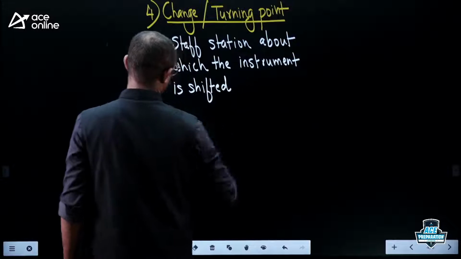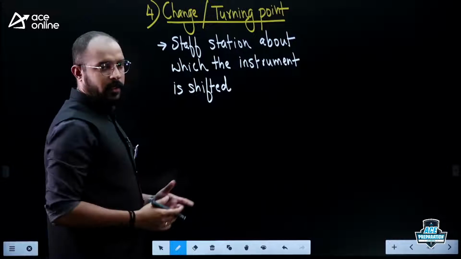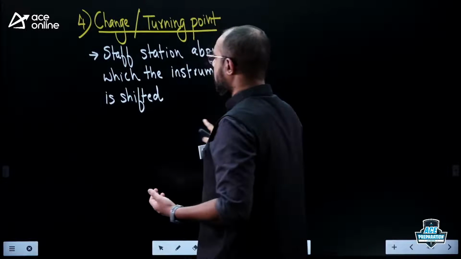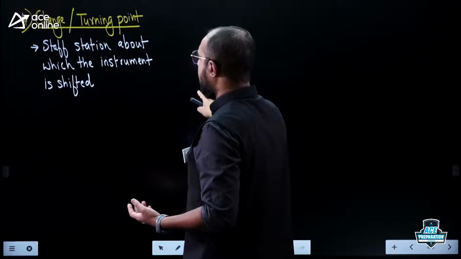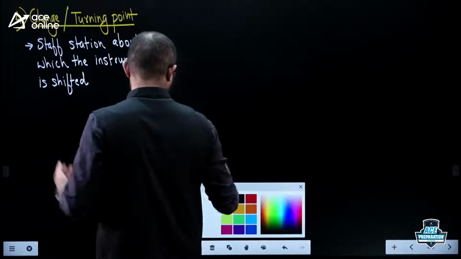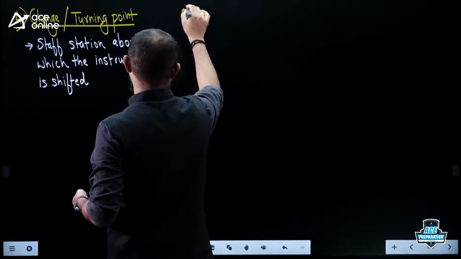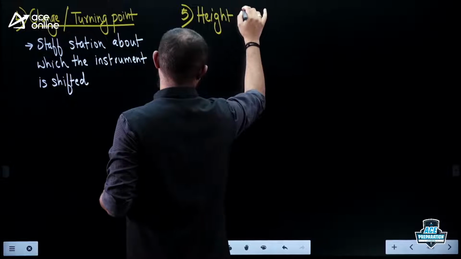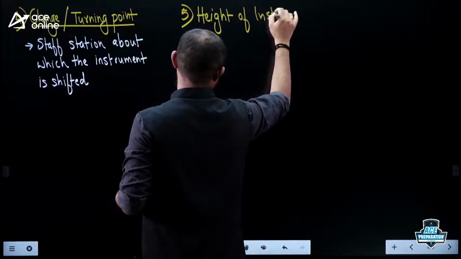About which the instrument is shifted. That is what we call a change point or a turning point. Now let us talk about the next terminology, that is height of the instrument. Okay, so the next terminology that we should have is height of the instrument.